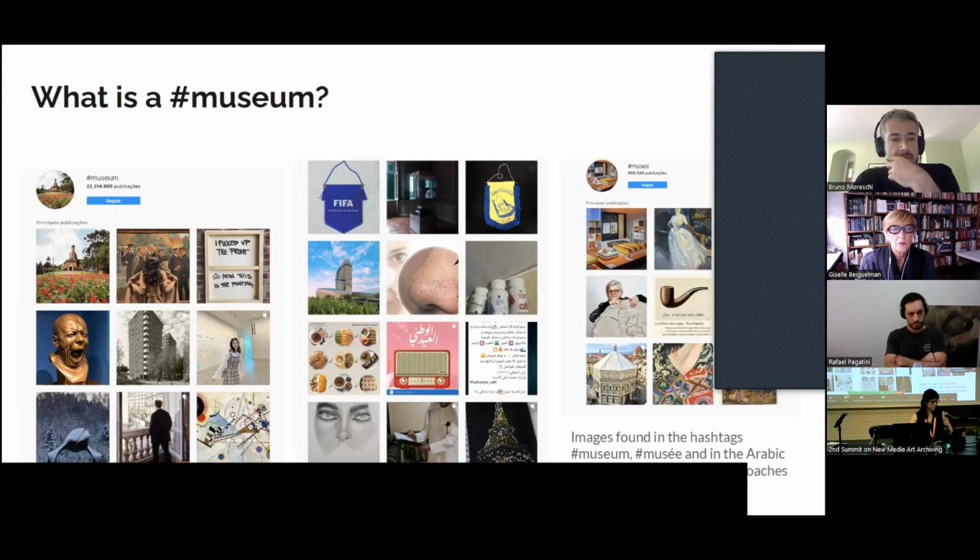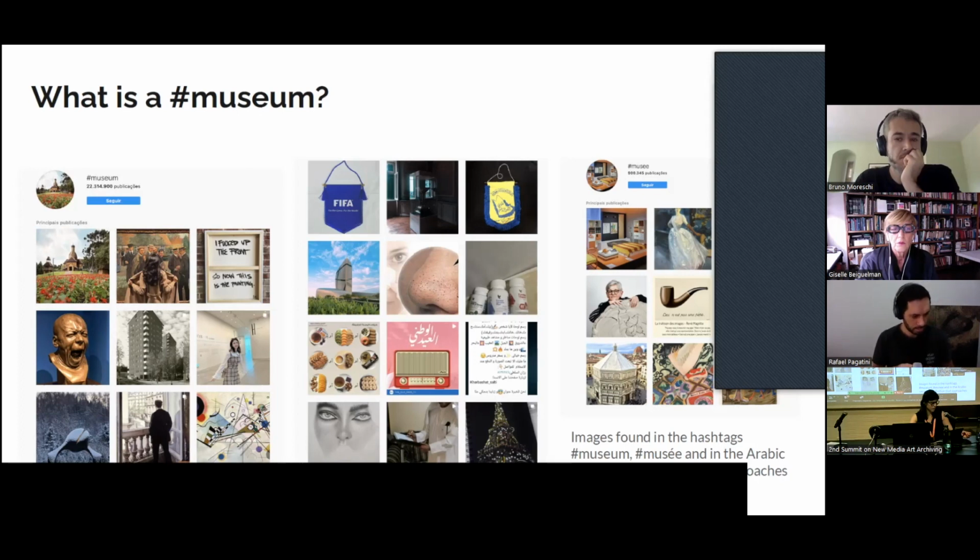The word museum is mentioned around 23 million times in a hashtag search on Instagram. In a moment when the definition of what a museum is and its role is in question, it doesn't seem possible to arrive at a clear answer by looking at such diverse sets.